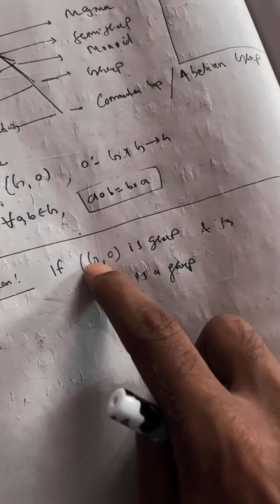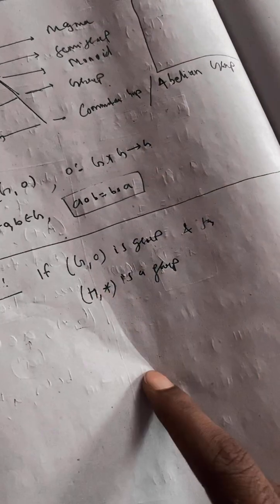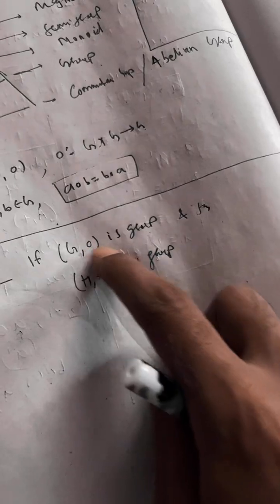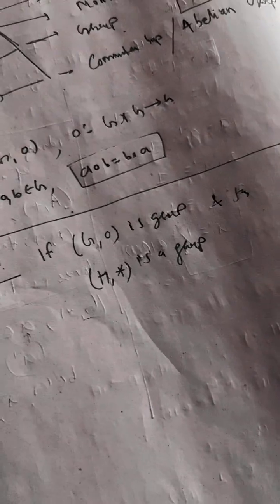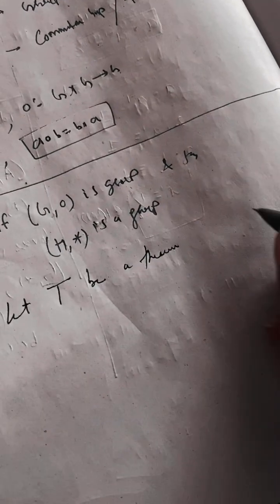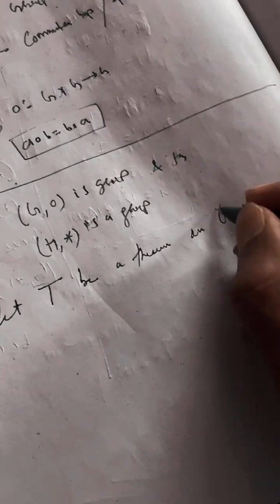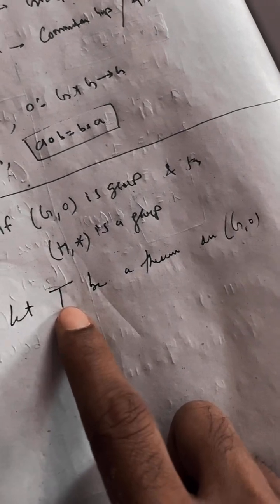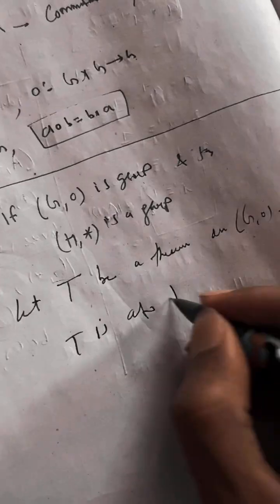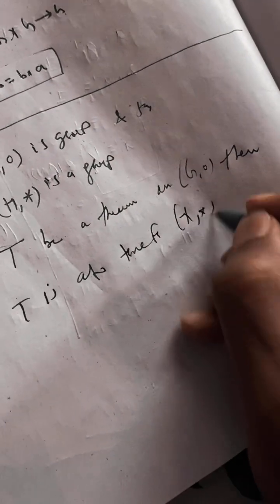Here the sets are different. G could be a different kind of set, H could be a different kind of set. Here it could be another operation, here is another operation. Both are groups. Now, what is the power of algebraic structure? It says, let T be a theorem on G comma O. Let's say T is some theorem that we make, and that theorem is true for this group G, O. Then T is also true for H comma star.